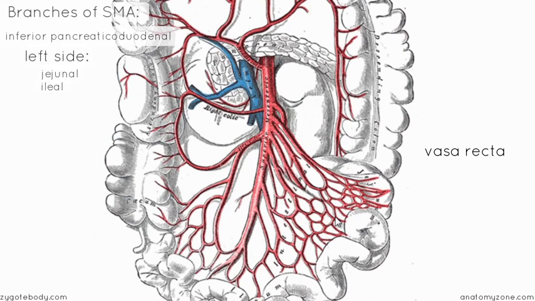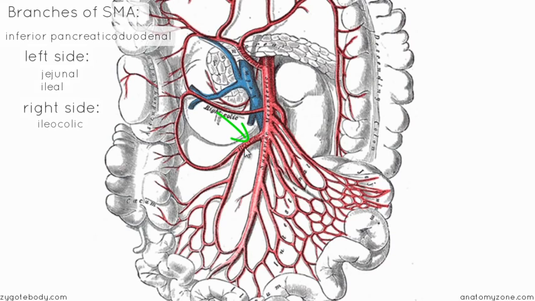So in Latin, vasa means vessels and recta means straight. So you've got vasa recta in the kidney, and it just means straight vessels. So the distal vessels are called vasa recta. So we've taken a look at the blood supply to the jejunum and the ileum, and next we'll move distally and take a look at the next branch of the superior mesenteric artery.